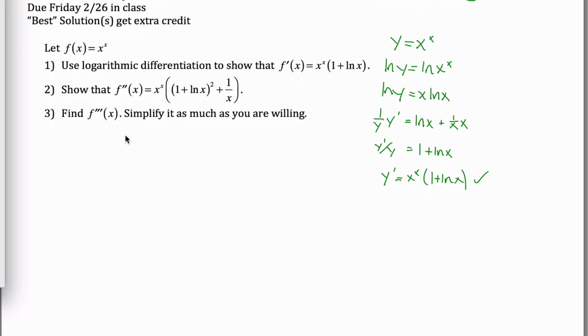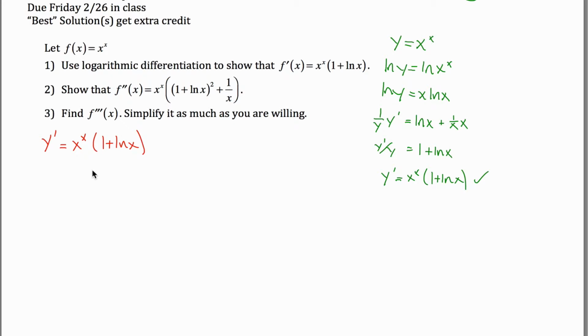And then for the second derivative, to find the second derivative, what I'm going to do is, again, set this up using logarithmic differentiation. So maybe I'll say, okay, y prime equals x to the x times 1 plus the natural log of x. And again, I can't take the derivative of both sides, but I could take the natural log of both sides, so that I could apply some log rules. So I'll leave this side alone for now.